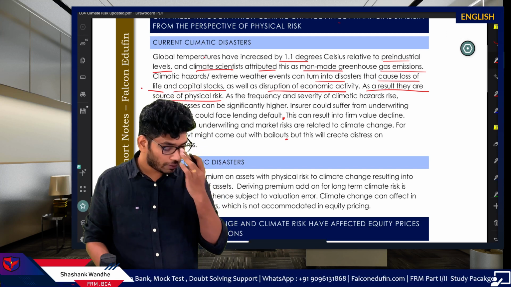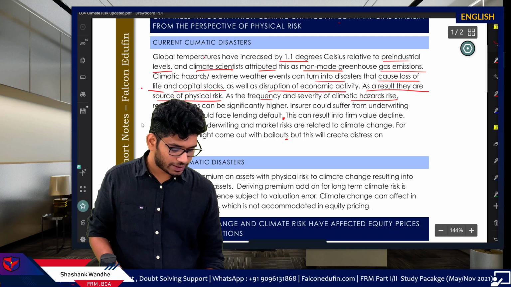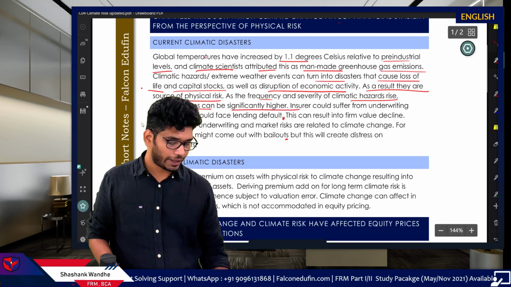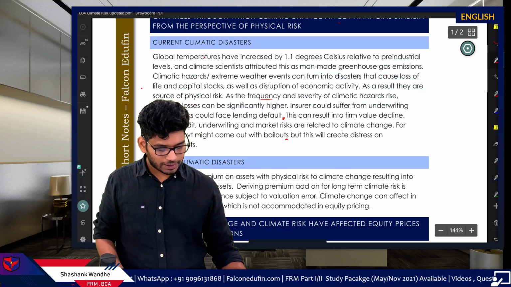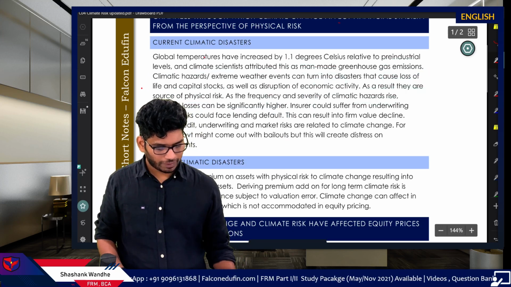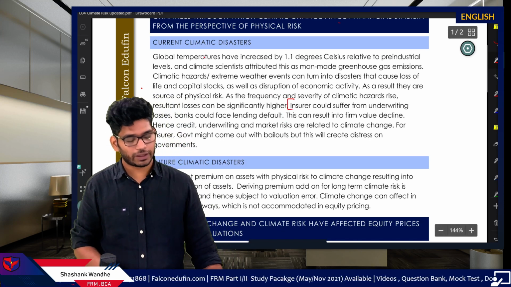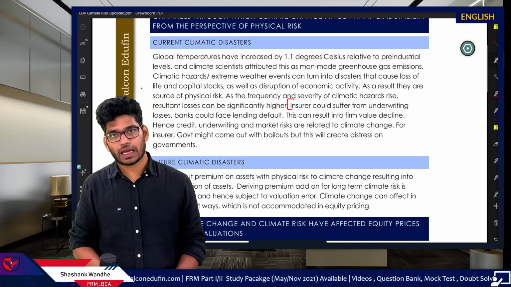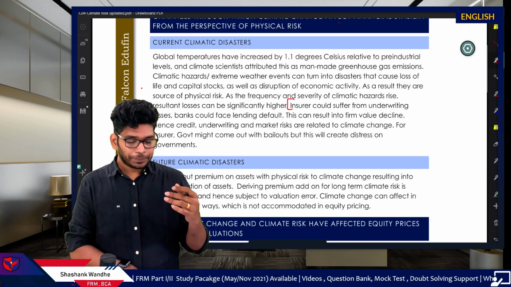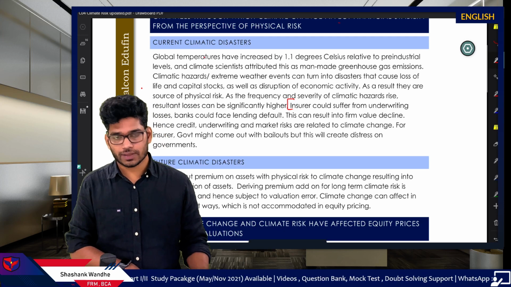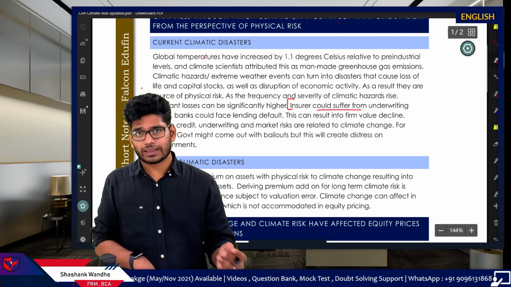So climate risk is a source of physical risk. As the frequency and severity of climatic hazards rise, the resultant losses can be significantly higher. A lot of companies prefer insurance for all these disasters, climatic risk disasters and so on. Even all natural disasters are covered there. But if this happens because of climate risk, then it will happen globally, and the insurer will not be able to repay the losses, right? They will not be able to provide the claims.